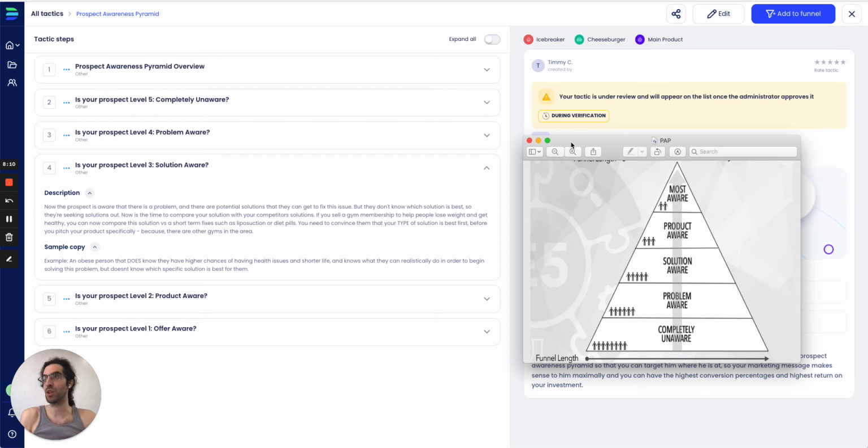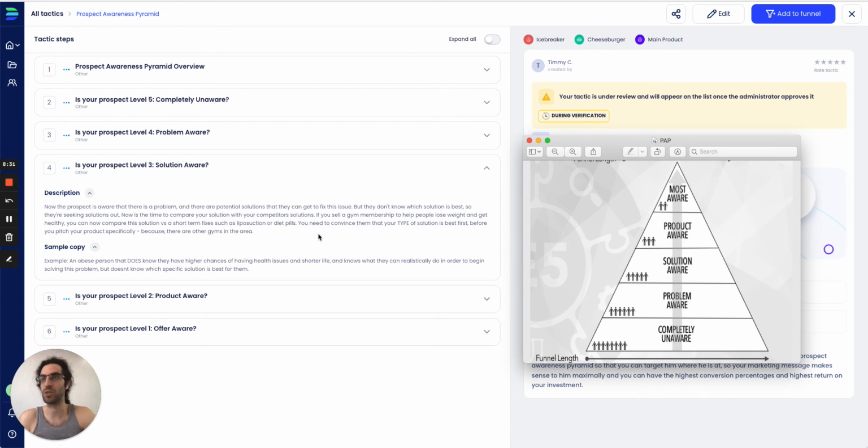Are we solution aware? Now, the prospect is aware that there's a problem and there are potential solutions that they can do and they can get to fix the issue, but they don't know which solution is best. Now, this brings us back to the beginning when we said there are different types of ways: diet pill, liposuction, go to the gym, nutritionist, all kinds of stuff. So they're seeking solutions out. Now is the time to compare the solutions. We already talked about this, right?